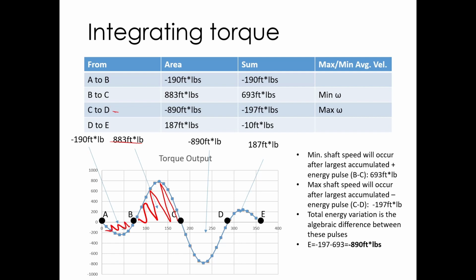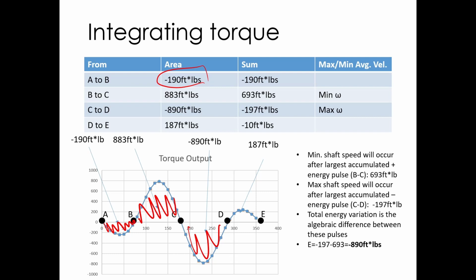So we need where it's at its slowest and at its fastest. Where it's going to be at its slowest is when it has done the most work. Where it's going to be fastest is where it's received the most work. So what we can do is find all the zero crossings here, find the area of each of these pulses, and then find the sum at each of the zero crossings. So we have a negative 190 foot-pounds there, so it's been speeding up because work's going into it.